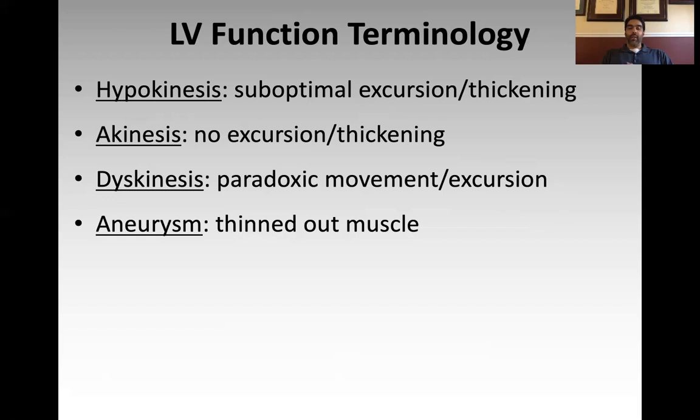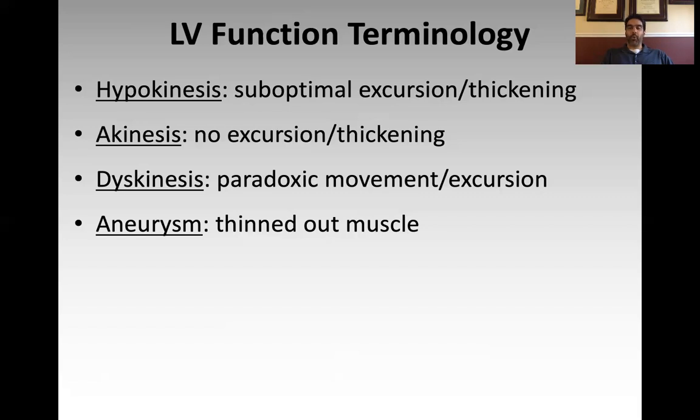If the wall is moving in the wrong direction and not thickening, that's called dyskinesis. And what that suggests is the other walls around it are alive and moving. And as they contract, they're actually pushing the dead wall back in the other direction. So dyskinesis is paradoxic movement of that wall. And finally, you get aneurysm, where the muscle itself is thinned out, and you have an aneurysmal sort of formation. So hypokinesis, akinesis, dyskinesis, aneurysm.